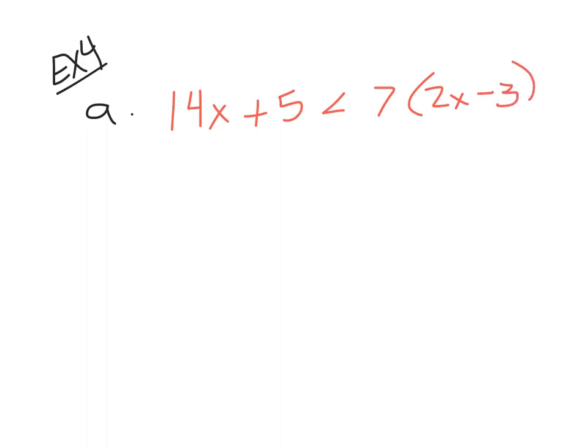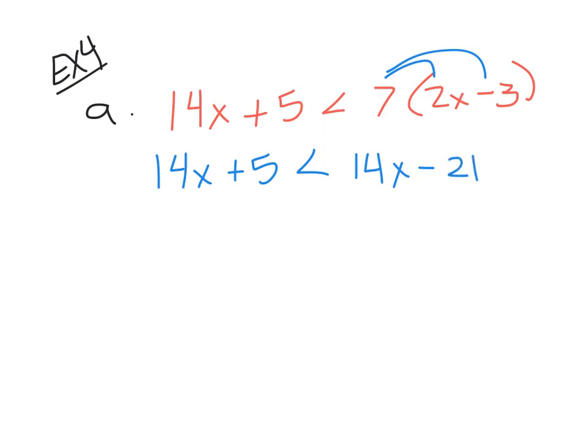All right, so let's do A. We have 14x plus 5 is less than 7 times 2x minus 3. Sorry, minus 3. I know what I'm talking about. So the first thing we got to do is distribute this to simplify. So I'm just going to rewrite the first half because we're not going to change any of that. It's less than 7 times 2 would be 14x. 7 times a negative 3 would be negative 21.